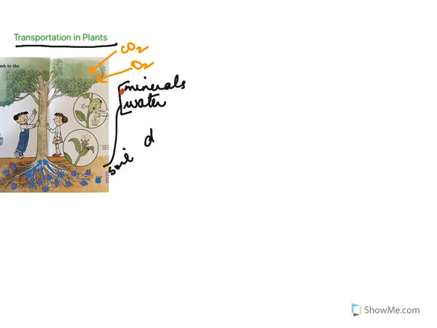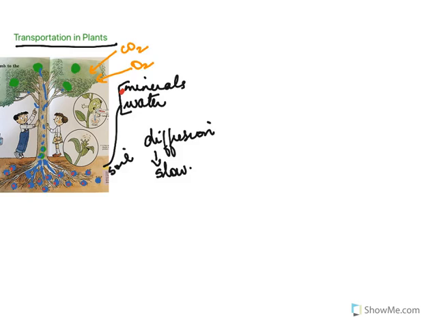We have already learned about the process of diffusion. However, diffusion is not sufficient. Diffusion is a slow process. If the plant depends only on diffusion for its transport, what would happen to the cells up here that would want water? Diffusion is a slow process and the water would take hours to reach up here into these leaves.